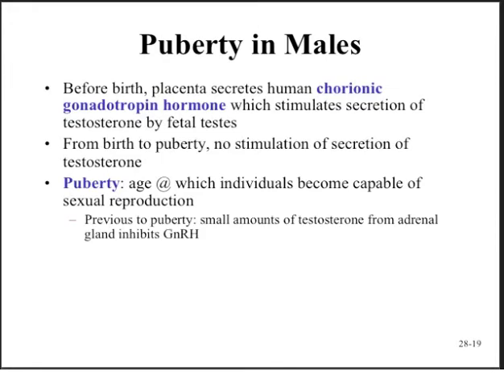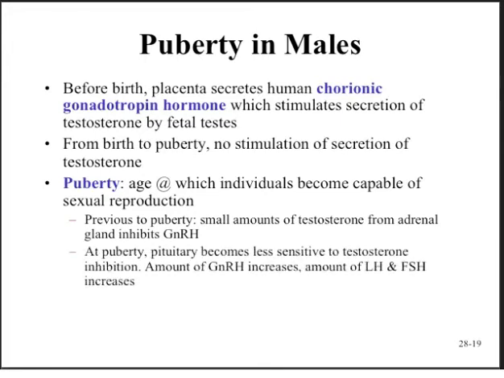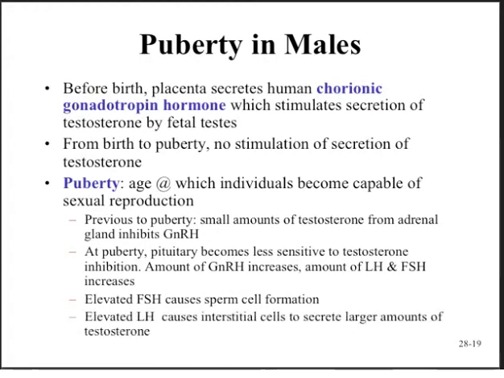Prior to puberty, small amounts of testosterone from the adrenal gland inhibit gonadotropin releasing hormone. At puberty, the pituitary becomes less sensitive to this testosterone inhibition. GnRH production increases, LH and FSH target the testes, and the testosterone production ultimately results in an increase in spermatogenesis and also, of course, the effects of testosterone on the rest of the body.